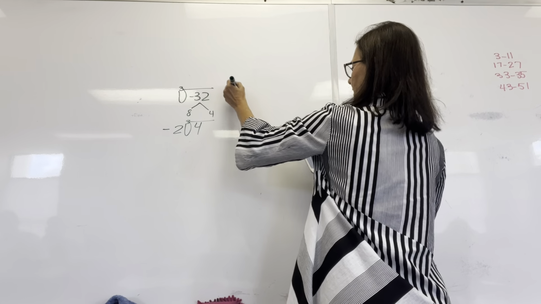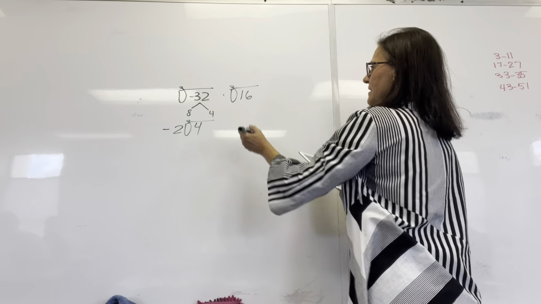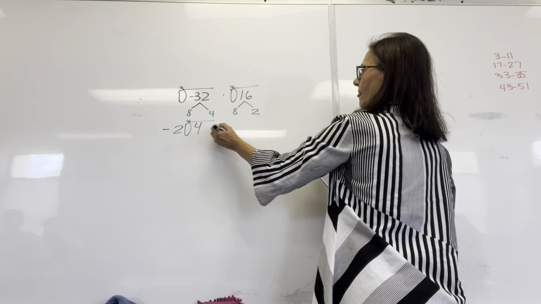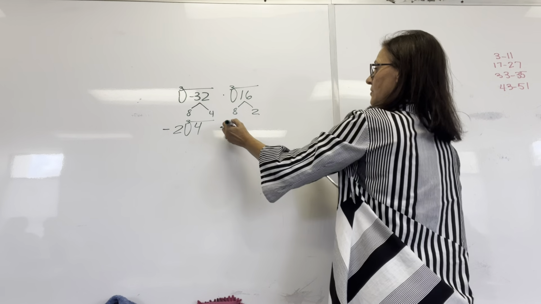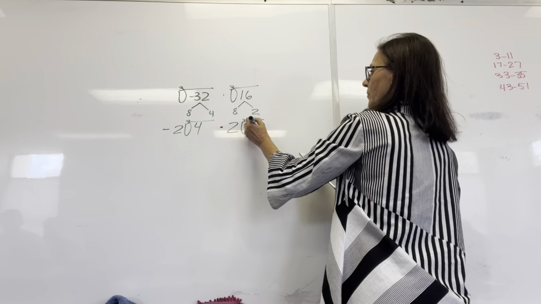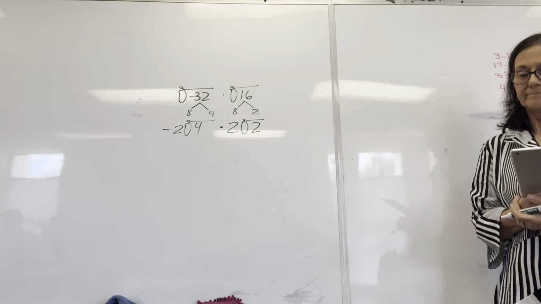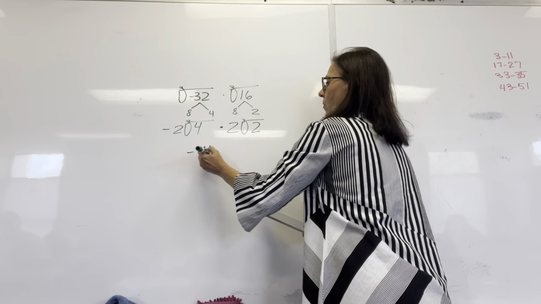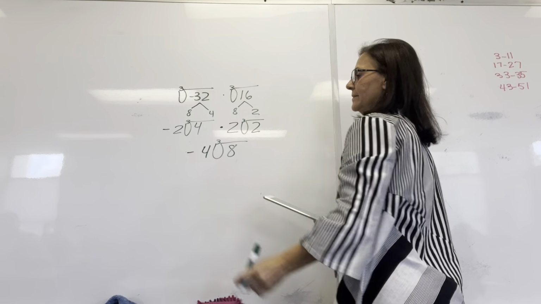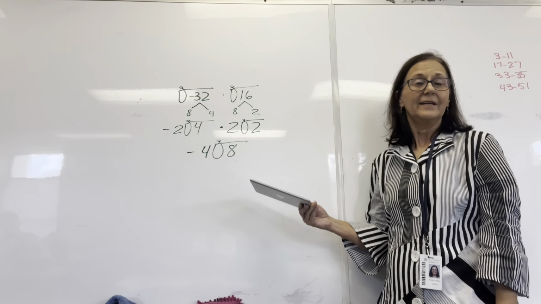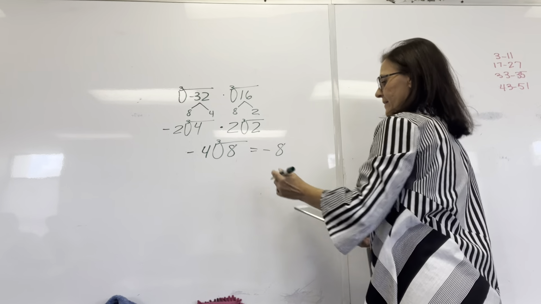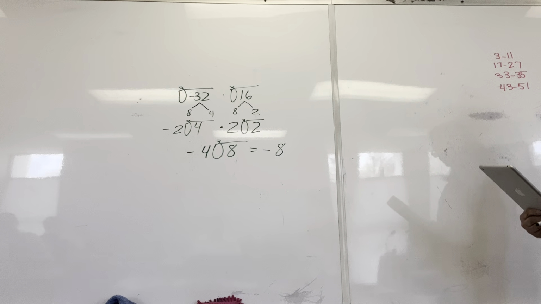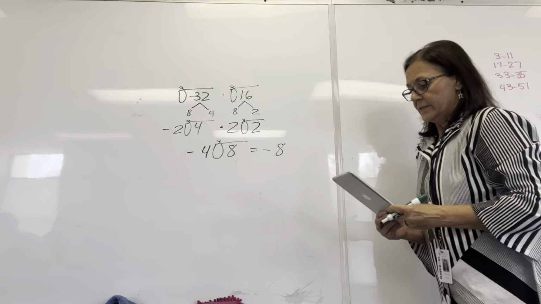All right. Then what's the cube root of 16? Okay, this is 8 times 2, right? This is going to be positive 2 cube root of 2. So that's negative 4 cube root of 8. But the cube root of 8 is 2. So this is negative 8. All right, 27.